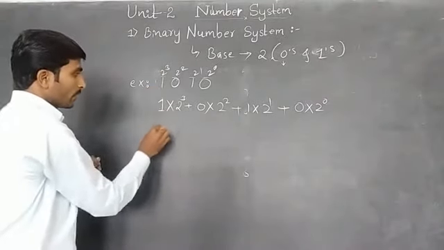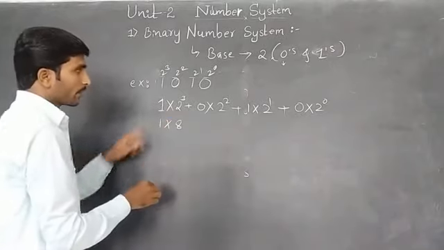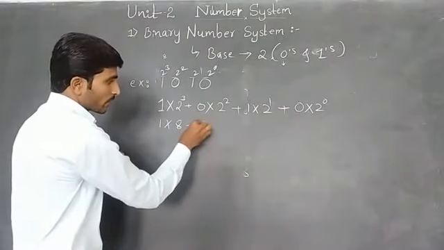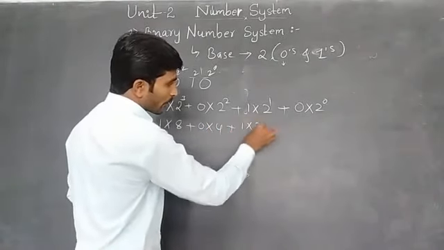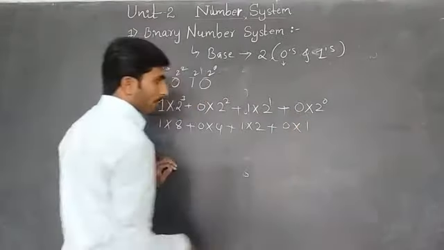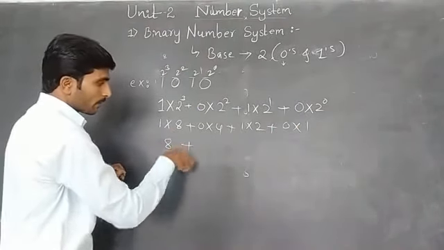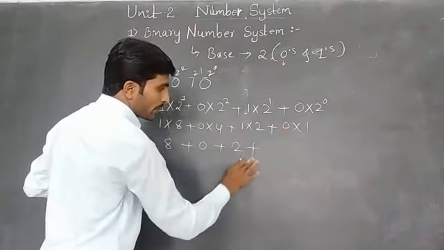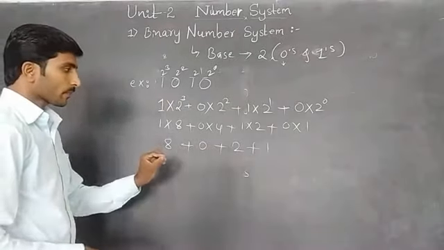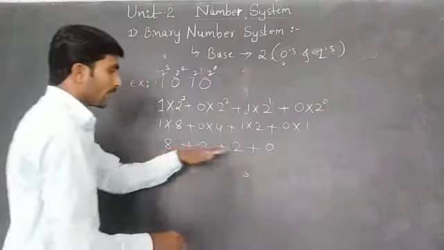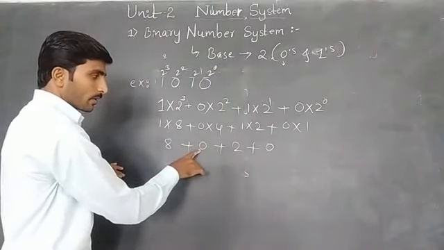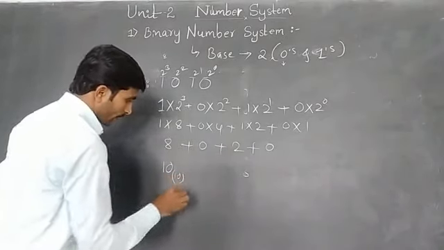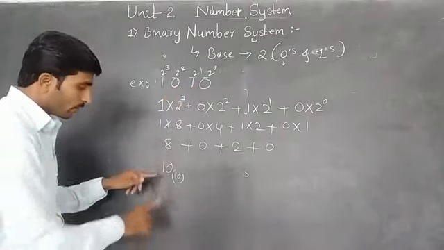Then what about this one? 1 into 2 to the 3 is 8, you know already. So 1 into 8 is 8, plus 0 into 4 is 0, plus 1 into 2 is 2, plus 0 into 1 is 0. Then you add these: 8 plus 0 is 8, 8 plus 2 is 10, 10 plus 0 is 10. So this is the decimal equivalent. 1010 is equivalent to 10.